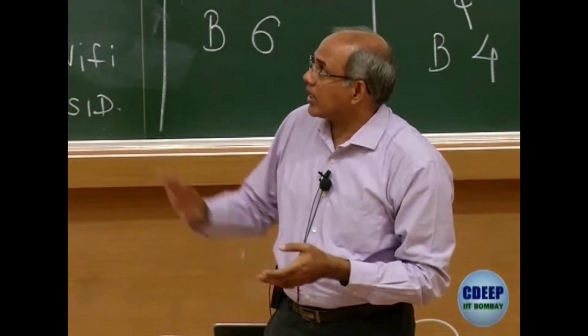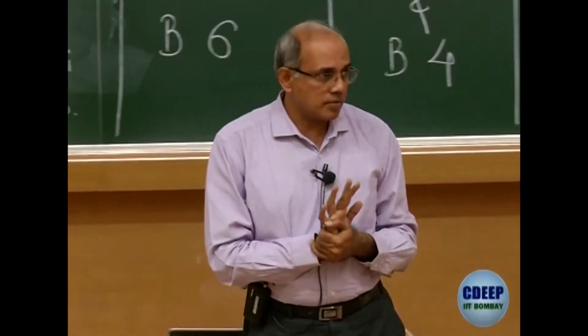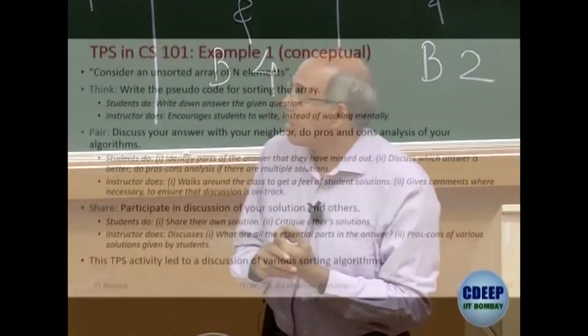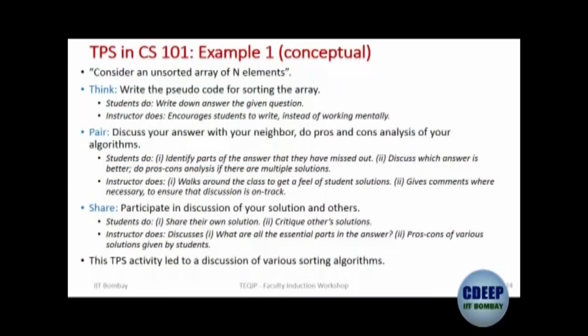What I said was, consider an unsorted array of n elements. The think phase only says, write the pseudocode for sorting the array. Everybody knows how to sort. It doesn't matter whether you're a computer science student or any other student. Everybody has their own idea of how they are going to sort the numbers. That's what the student writes down in the think phase.